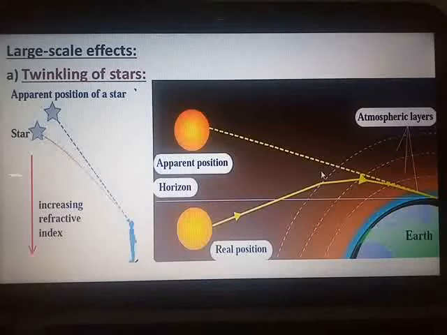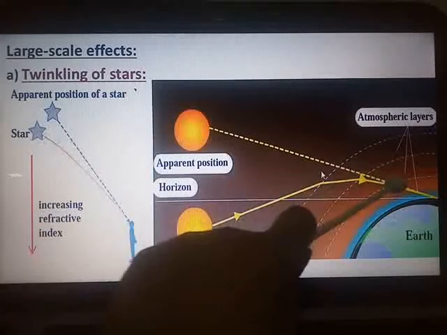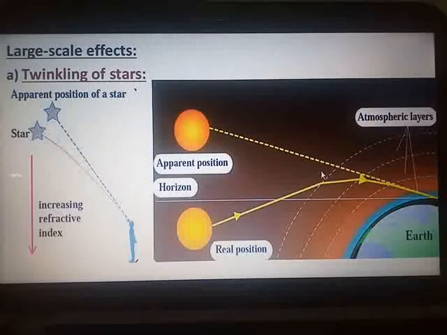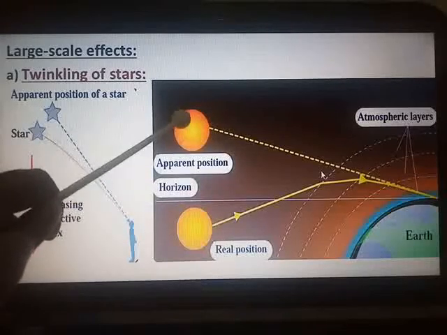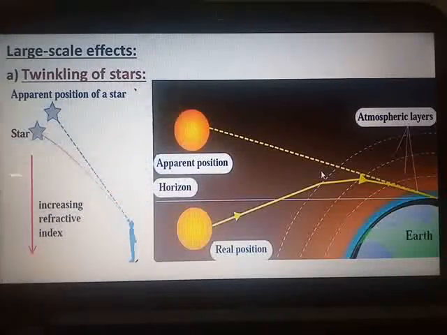So during the refraction of starlight from the atmosphere, you can see these atmospheric layers. As the starlight bends towards the normal, the apparent position of the star is slightly higher than its actual position. This is the real position and this is the apparent position. Again I will tell you, apparent position means the position which is being seen by the observer at the center of the moving earth.